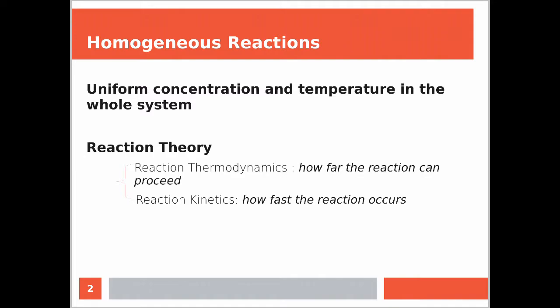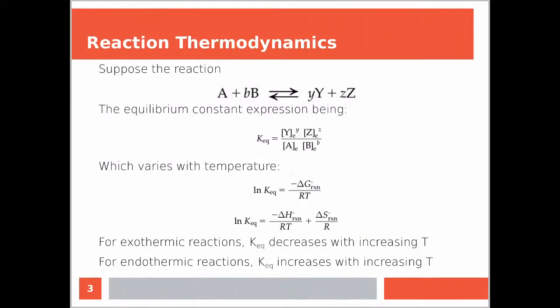So we have two different aspects of the reaction theory: the reaction thermodynamics, which tells us how far the reaction can proceed, and the reaction kinetics, which tells us how fast your reaction occurs. For reaction thermodynamics, we need to consider the equilibrium of your system. Suppose you have a reversible reaction A plus B to form your products Y and Z.